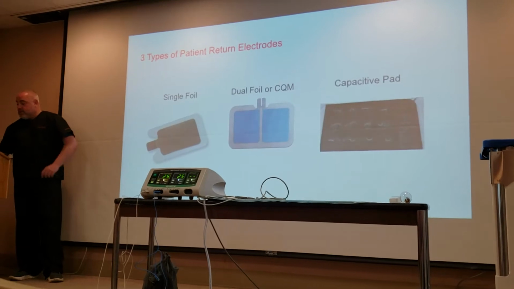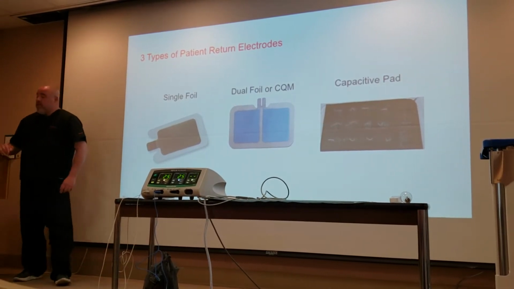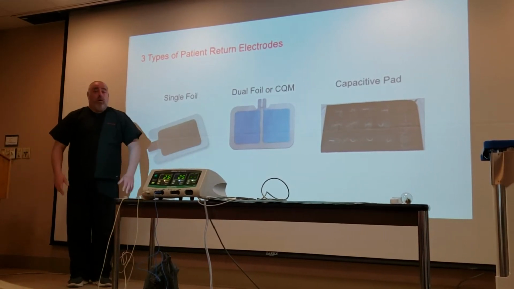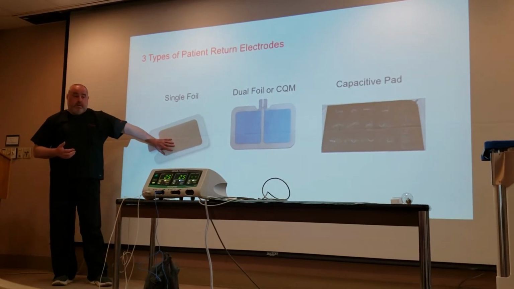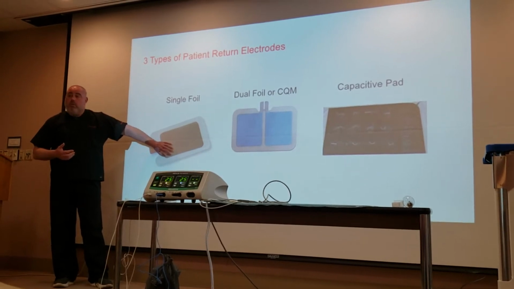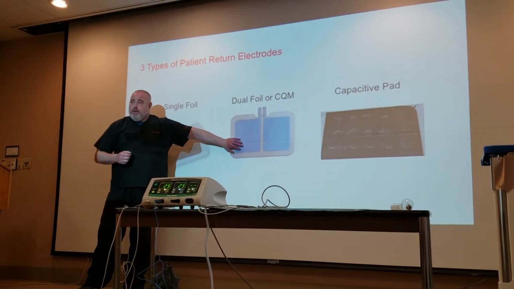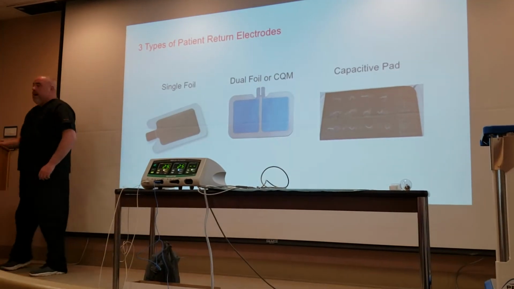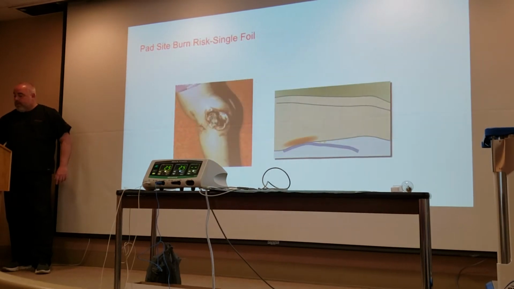Let's take a look at the patient return electrodes. There's typically been three types over the years. The first, single foil, literally one sheet. What you should all be using now, do you still use these? I should ask that first. You think you use these? Okay, so we'll talk about that. Dual foil, this is the standard, what should be here. And then finally we have what are called capacitive pads. Single foils, we really shouldn't be using.